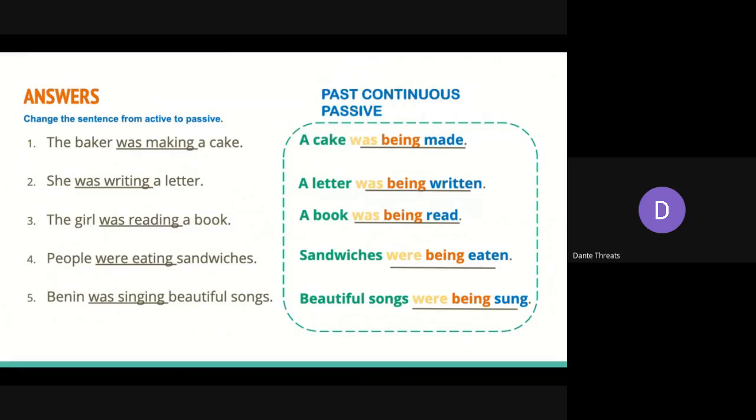Okay, so the baker was making a cake. A cake was being made. She was writing a letter. A letter was being written. The girl was reading a book. A book was being read. People were eating sandwiches. Sandwiches were being eaten. Benin was singing beautiful songs. Beautiful songs were being sung.